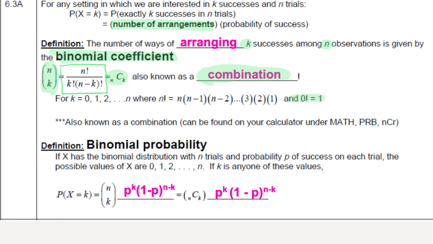So you can find it on your calculator under math, PRB, and then nCr. So binomial probability, okay, is going to be for when X has a binomial distribution. So we checked it first using BINS, right?